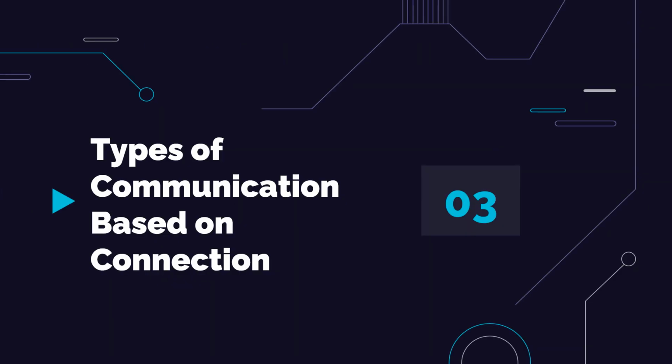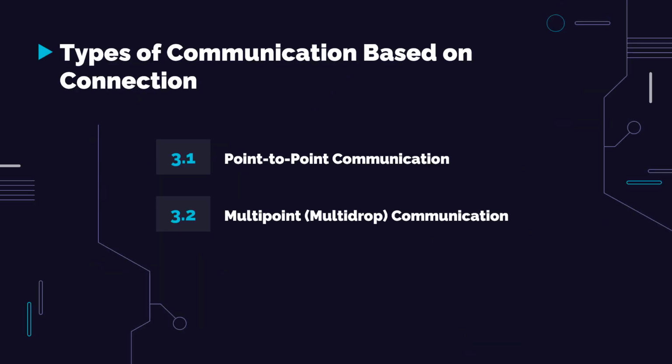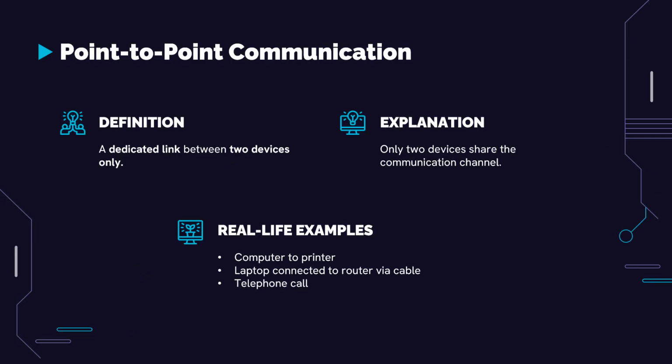Let's see types of communication based on connection. There are two subcategories based on connection. The first one is point-to-point connection. The second is multi-point connection. In point-to-point connection, a dedicated link exists between two devices, meaning only two devices share the communication channel. The real-life examples are computer to printer, laptop connected to router via cable, and telephone call.